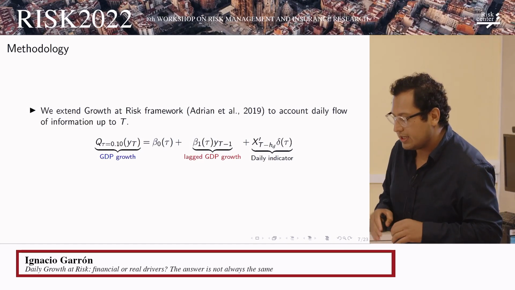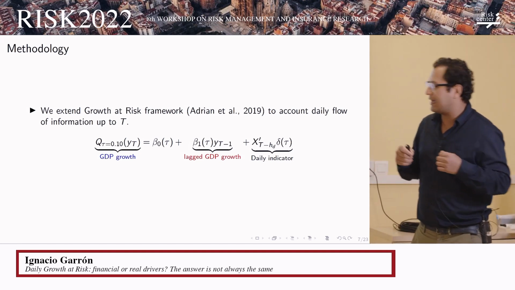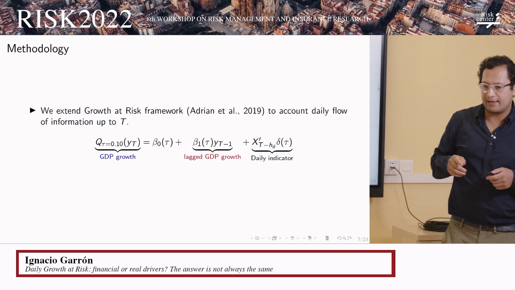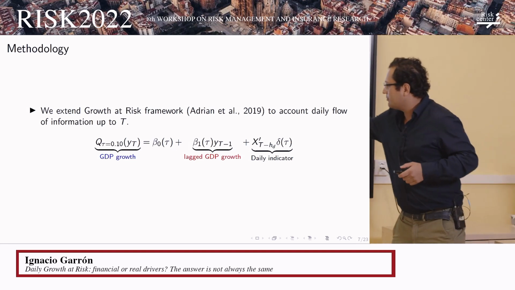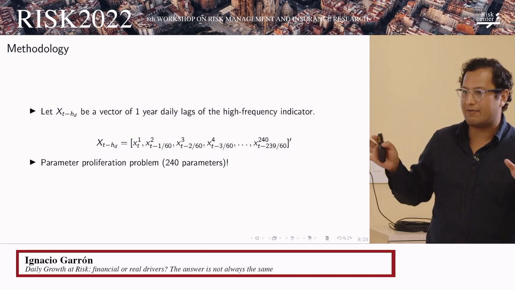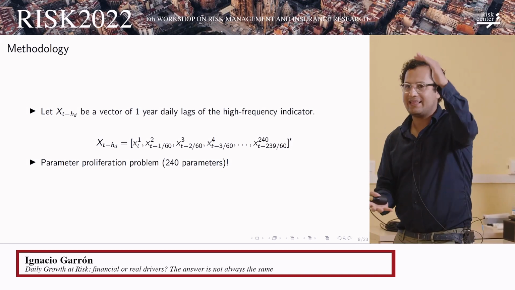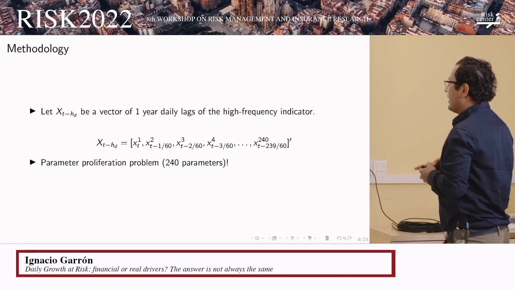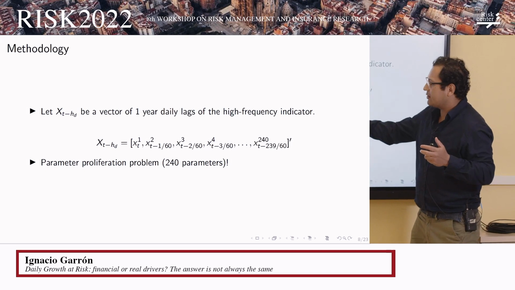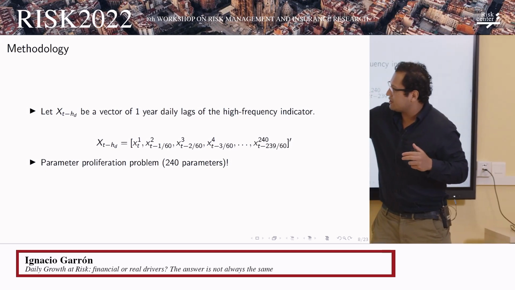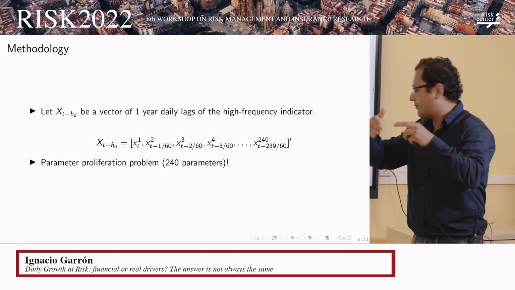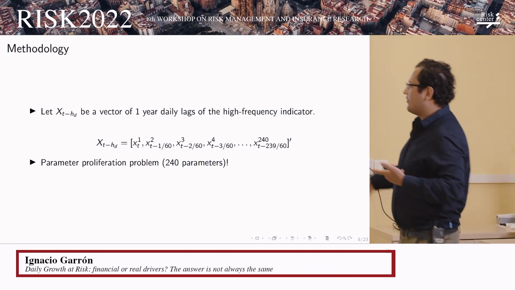Okay, so moving to the methodology, I will estimate the conditional 10% quantile of the GDP growth using a vector of high-frequency indicators called capital X that goes from T to HT days. So what do I mean by this vector of high-frequency indicators? In order to accommodate the daily flow of information into quarterly information, what I do is that for every quarter, I construct this huge matrix with 1 year lag of daily information, in which, for example, the first variable is the first day of each quarter of each year.